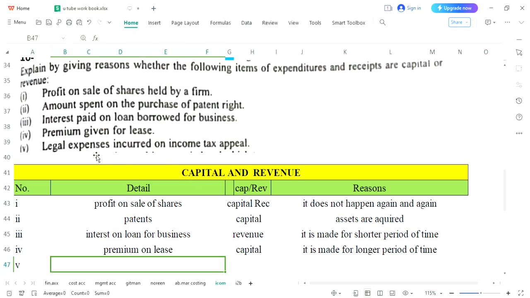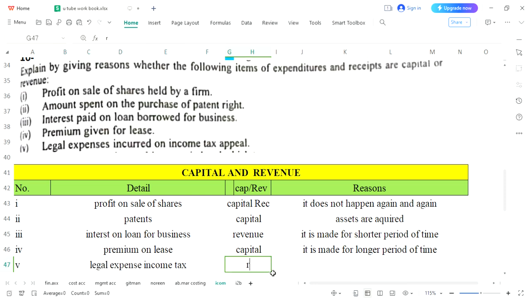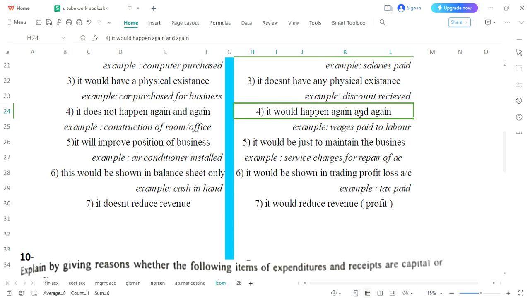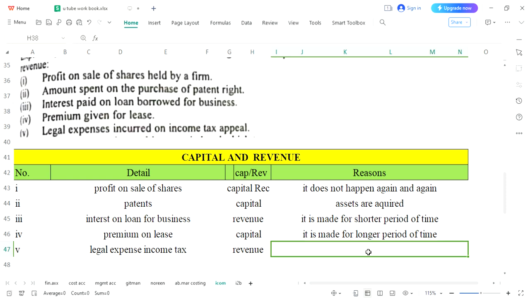Now next is legal expenses for income tax. We already know that income tax is paid for 1 year and next year you will have to pay again. So any kind of expense related to income tax would be for a shorter period of time. That is why you will call it your revenue. Alright, when it is for a shorter period of time, it means it would happen again. Next year you will be doing the same thing again. Income tax benefit is just for 1 year. So we have called it revenue.